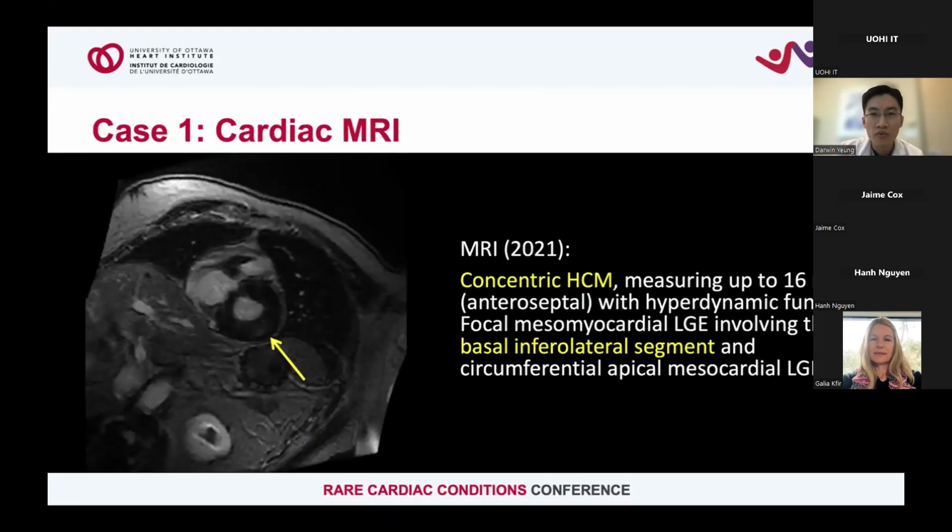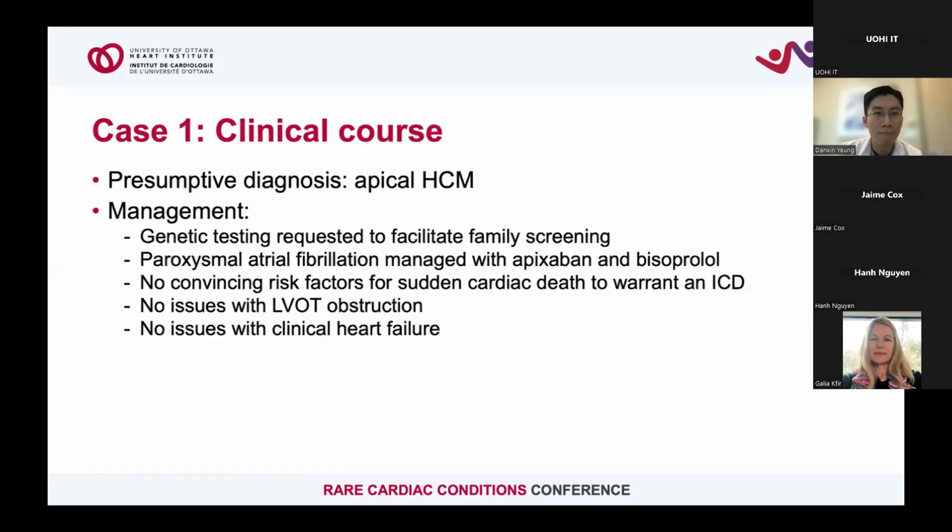The MRI that was performed earlier that year was reported and interpreted as showing concentric hypertrophic cardiomyopathy measuring up to 16 millimeters, specifically in the anteroseptal segment, with focal mesomyocardial LGE, late gadolinium enhancement, involving the basal infralateral segment, as well as circumferential apical involvement as well. And we'll see in the later slides that these are segments that can be involved in Fabry disease.